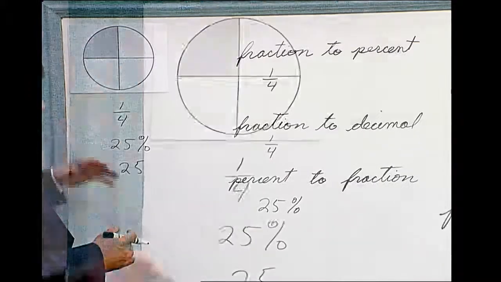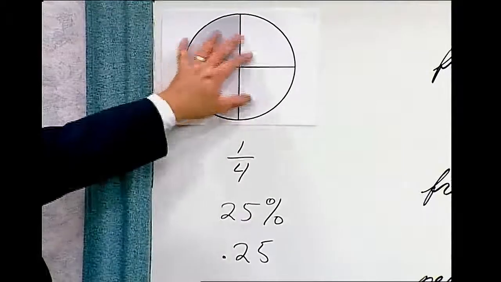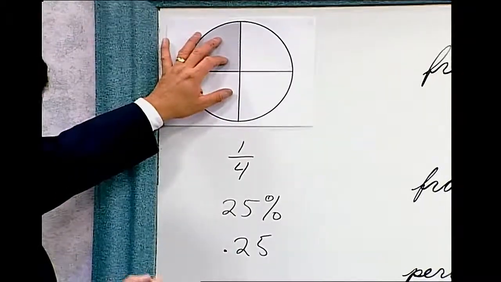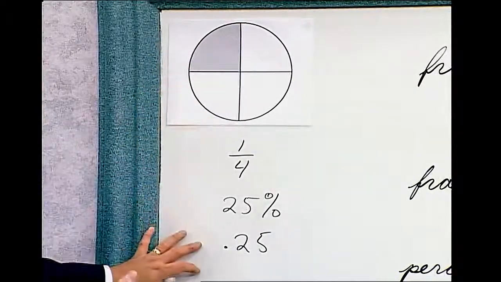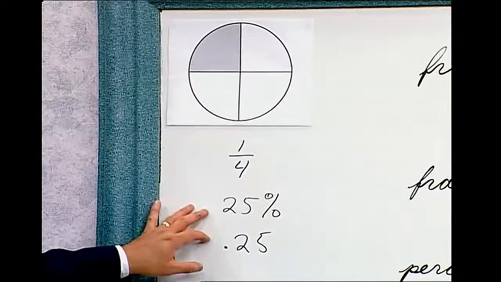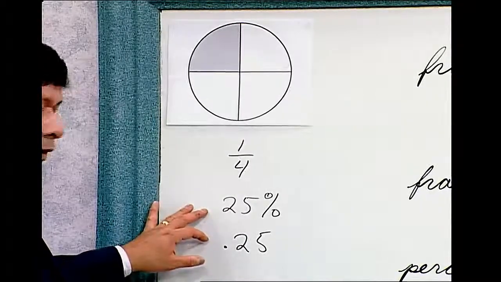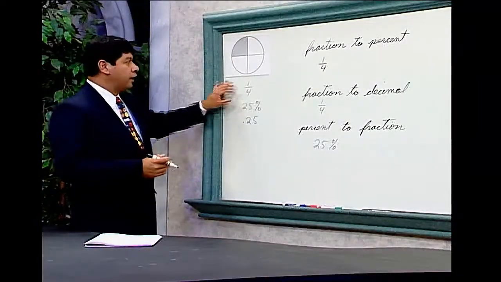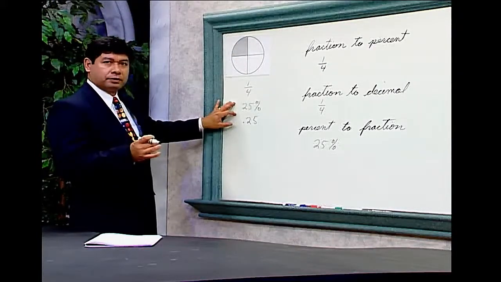Again, using the money concept, think of this as $1, and of the $1, one portion of the equal parts of the dollar is shaded, which would be equal to 25 cents or 25%. Now 25% indicates parts of 100. So 25 would indicate out of 100 equal units, 25 of those parts are shaded.